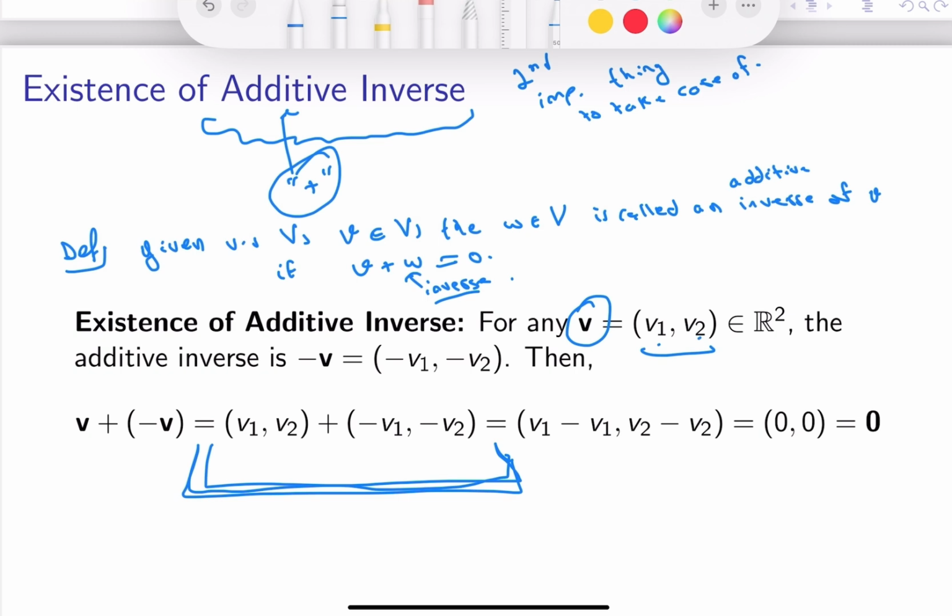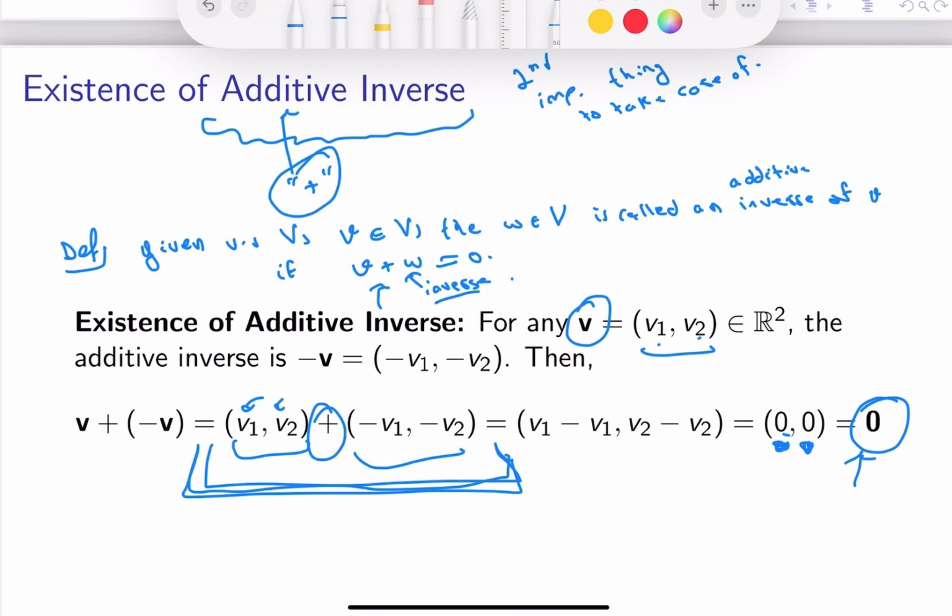So if you look here, you're starting with any element, with any vector V, right? So the vector V is written as V1, V2, and you want to add this to something else. Look at the definition. You want to add this to something else, and you want to get a 0. We define the 0 in R2 to be 0, 0, right? So what kind of vector can we add here to get 0, 0 back if we start with any vector?